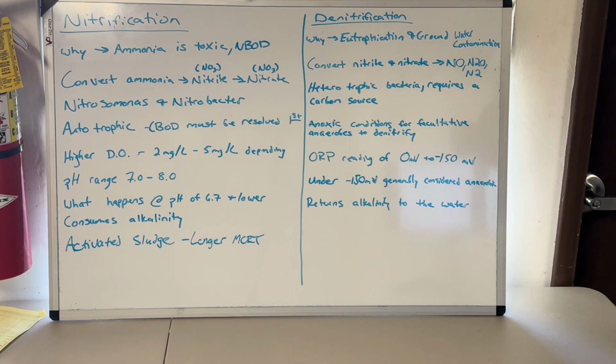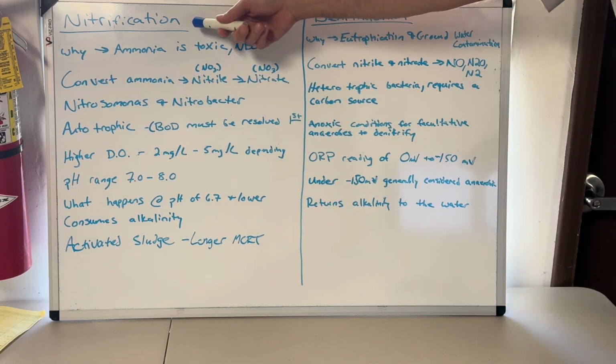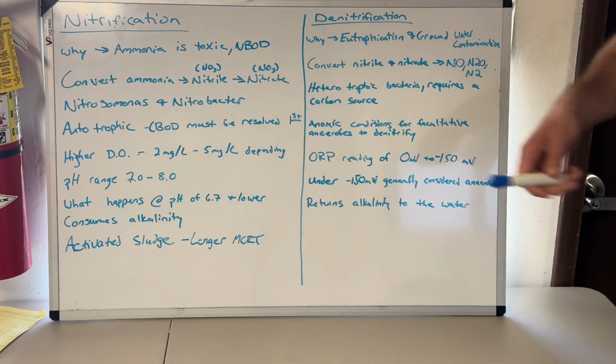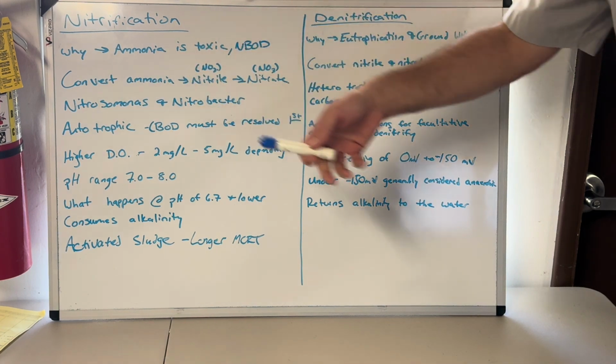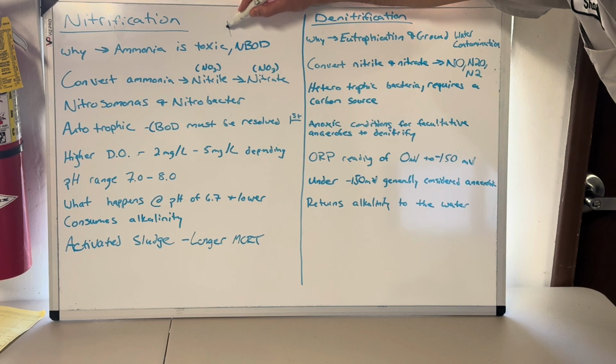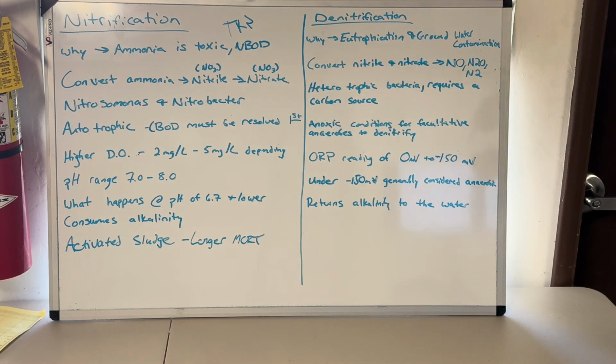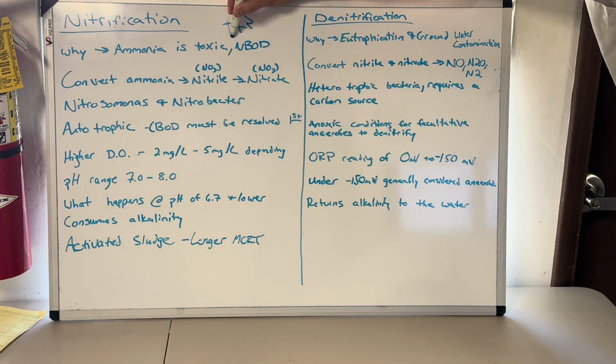So why are we going to nitrify? Let's talk about this first, and then we'll talk about this. Nitrification. Why? Well, we have ammonia present in the water. The actual, let me write this on here. The actual thing we measure coming in is called TKN, total Kjeldahl nitrogen. You need to know about that. That's the incoming nitrogen coming into the plant.